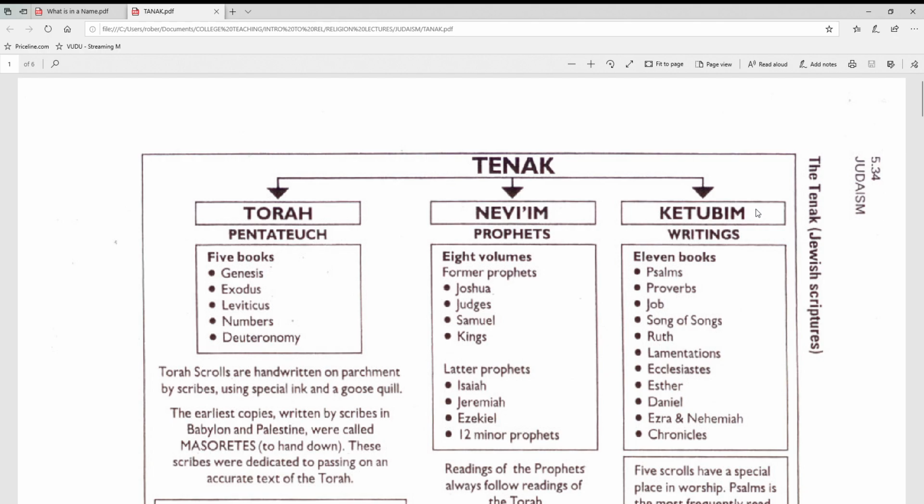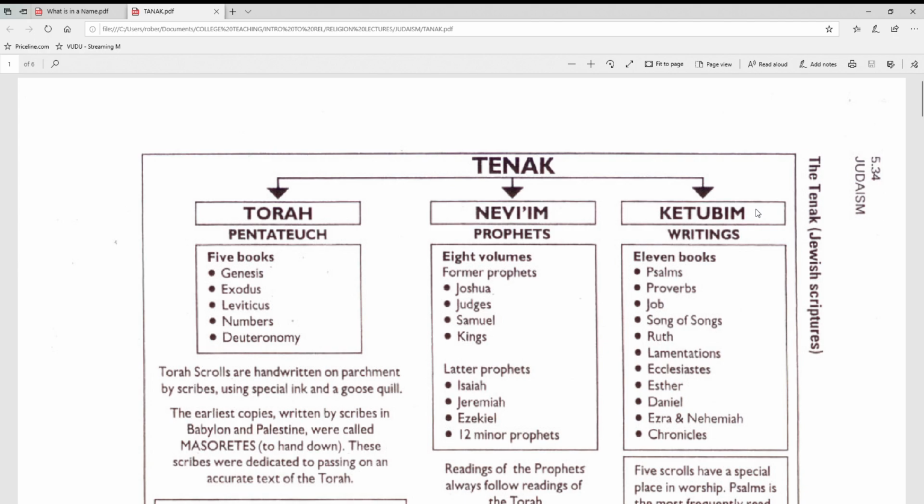We can talk a little bit about some of these books. By far, it's not even close, the sacred core, the most important part of the Hebrew scriptures, the Hebrew Bible, the Jewish Bible, the Tanakh, the most important part out of these 3 is the Torah. That's the most important part, the most sacred core. And it's these 5 books.